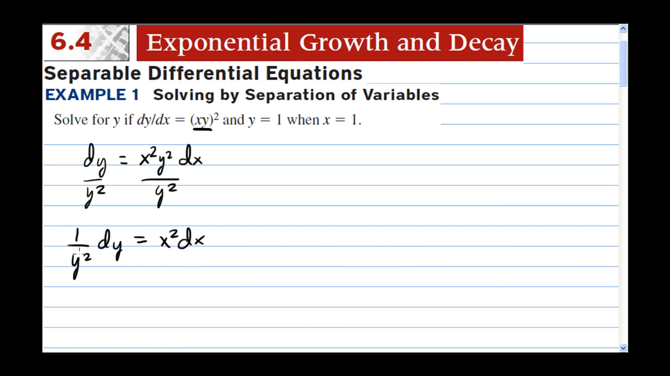Now we just want y equals, so we're going to integrate both sides. And let's see, this is actually y to the negative 2, so if we add 1 to that, we get y to the negative 1, but if we took the derivative, we'd have a negative in front, so we want to cancel that out with a negative. So we have negative 1 over y equals 1/3 x to the third plus c.